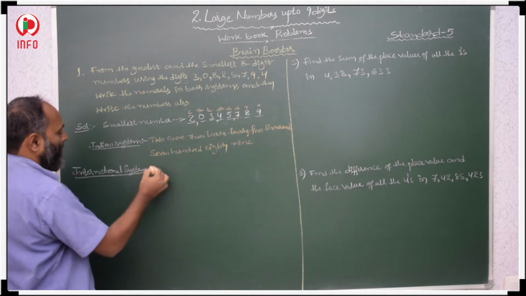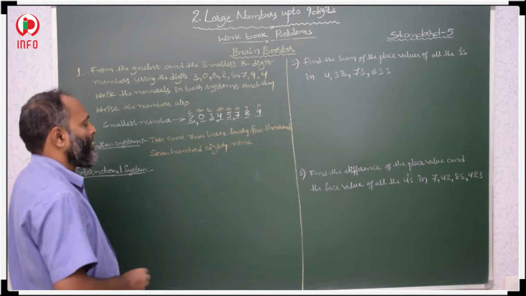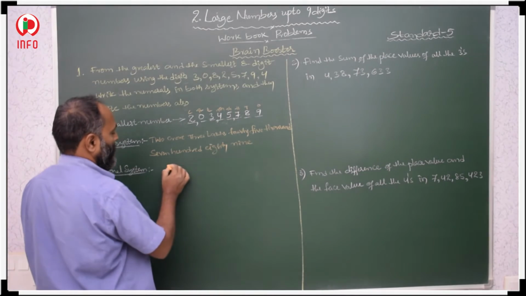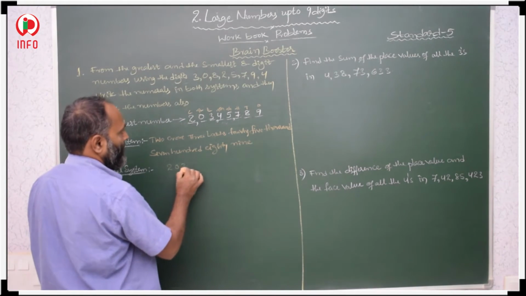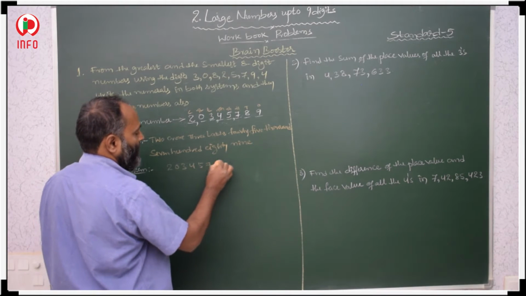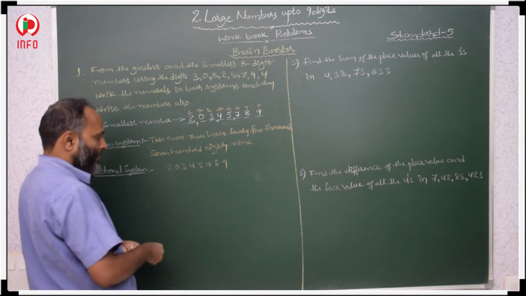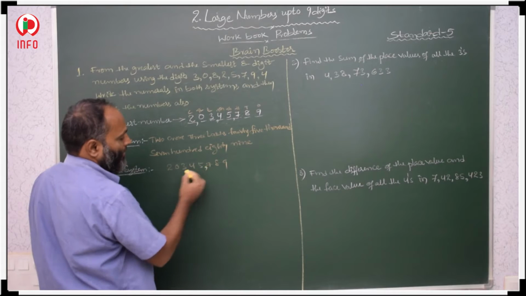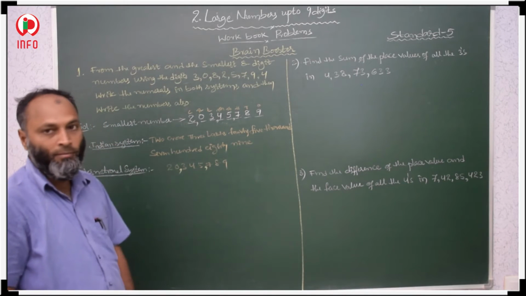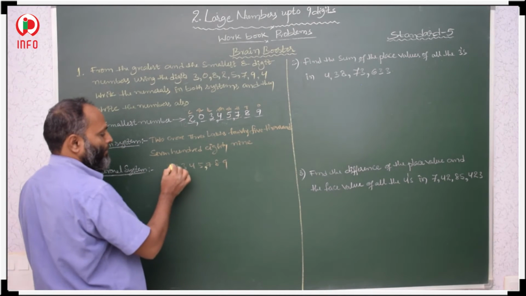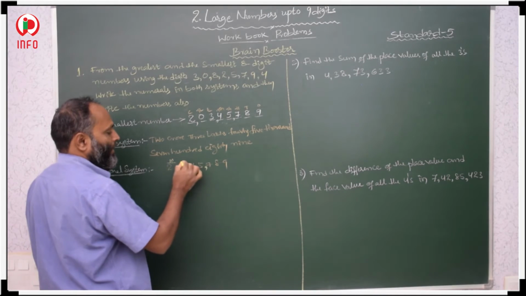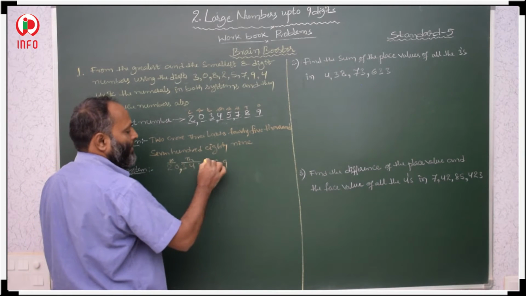Then how to write in the international system? After 3 digits we have to keep a comma. The number is 2, 0, 3, 4, 5, 7, 8, 9. After 3 digits we keep a comma, then after 3 digits we keep a comma again. This is the millions period, this is the thousands period, and this is the ones period.